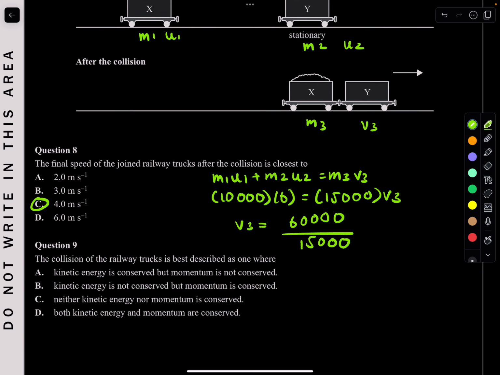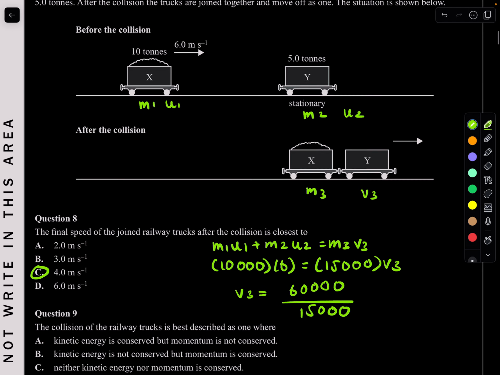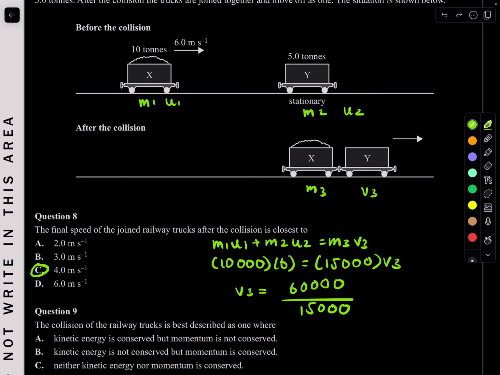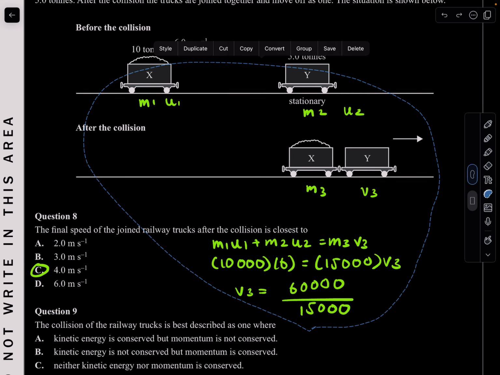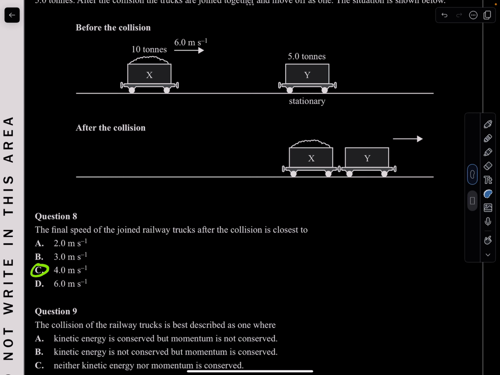Question 9. The collision of the railway trucks is best described as what? Kinetic energy is conserved, but momentum is not conserved. We know, by the way, all this calculation that we've just done here is the conservation of momentum. Of course, 100%, we know that momentum is conserved. But the kinetic energy, we have to question that. We can actually check if the kinetic energy is conserved. How? We check if it's an elastic collision.